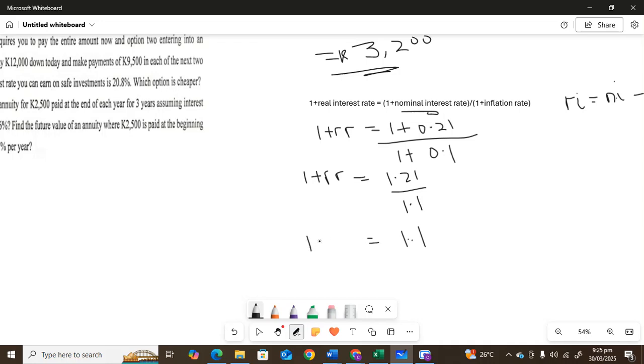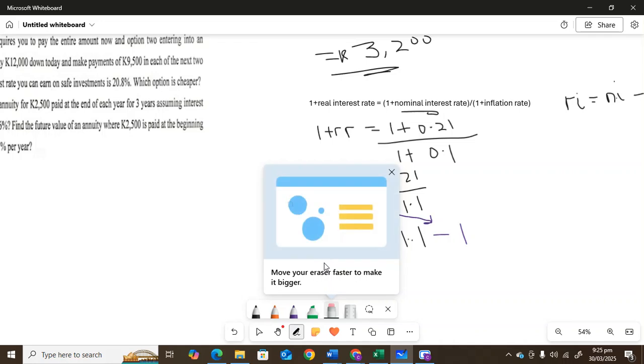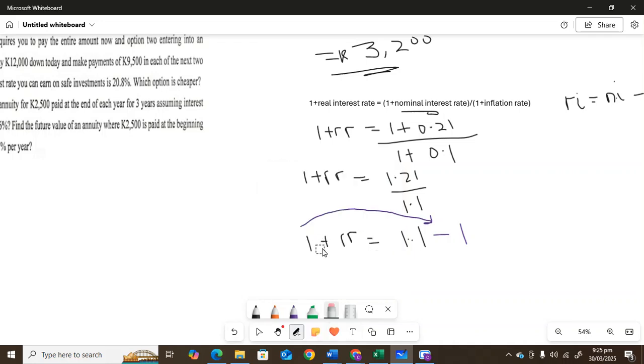Okay, then here we have 1 plus our real interest rate. So to get our real interest rate, this 1 is going to cross over the equal sign. So it becomes 1.1 minus 1. So 1.1 minus 1, that is 0.1.